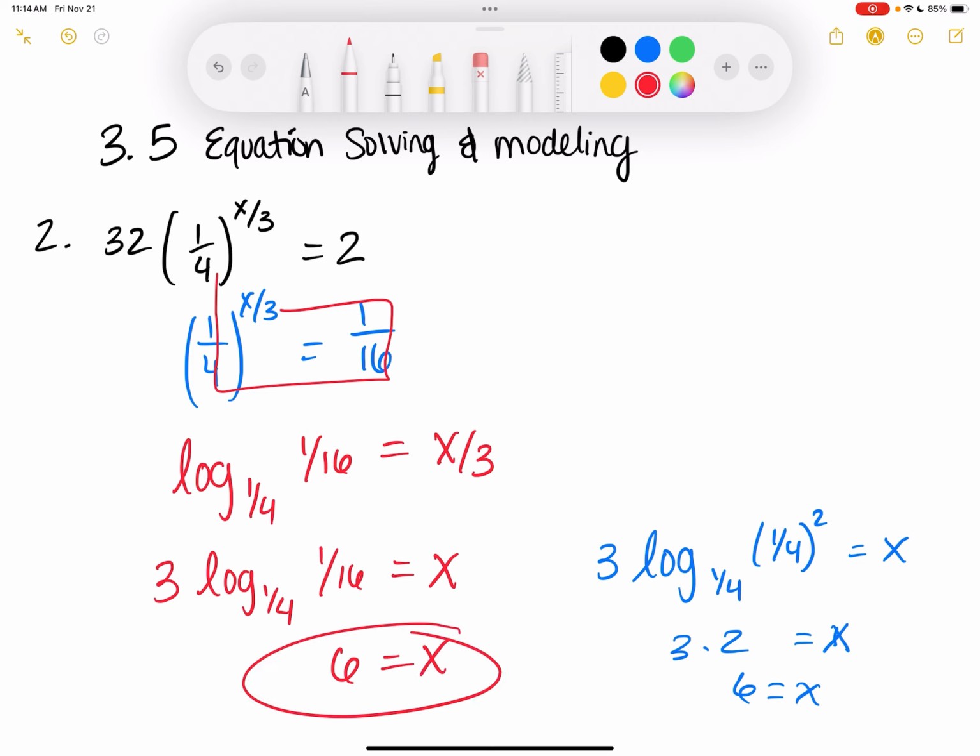And if you're ever not sure if you did it correctly, take that 6 or whatever value you get and plug it back in for x, and then see if the entire side over here looks like what the other side looks like.